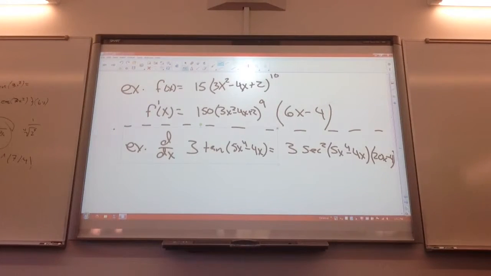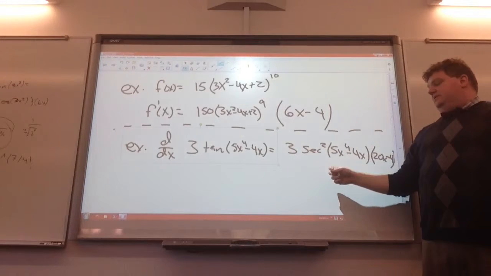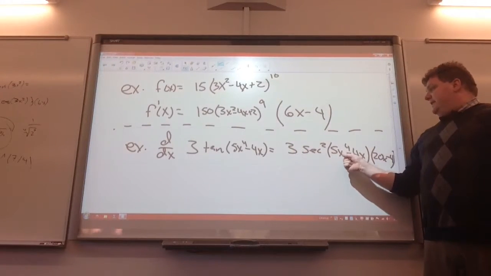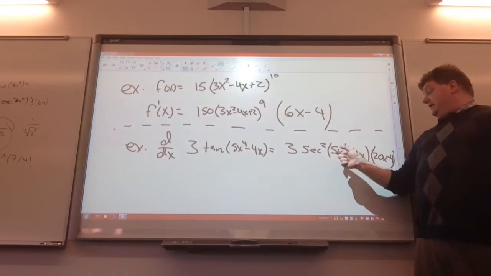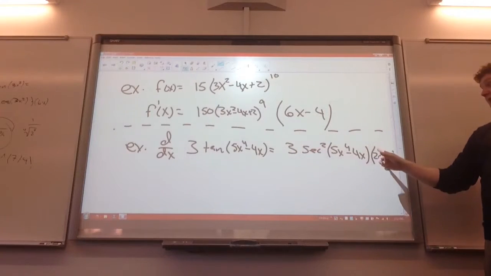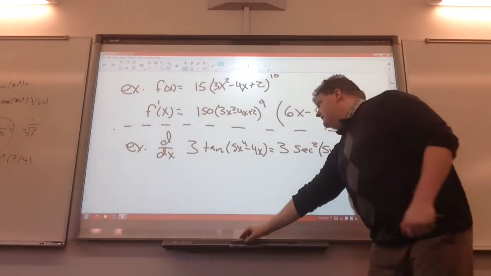Alright, well, it turns out the derivative of the tangent is the secant squared. And so notice here, I took the derivative of the tangent, or 3 tangent, which is 3 secant squared. The argument here didn't change. It remained 5x to the 4th minus 4x, and then I took the derivative of that and multiplied it to everything at the end. And so that's how we ended up getting this answer.